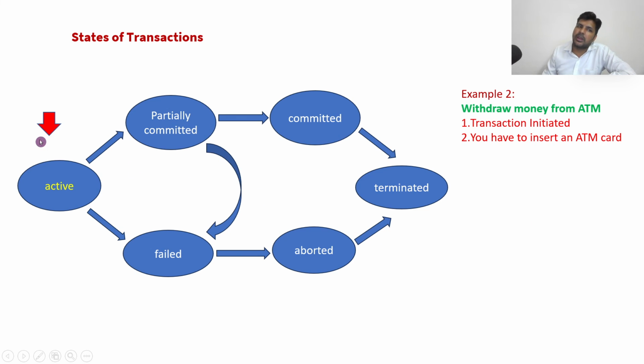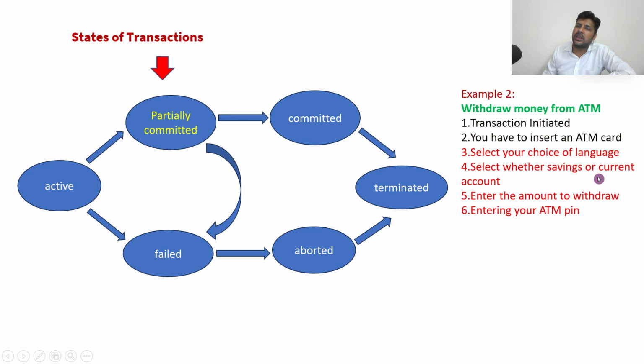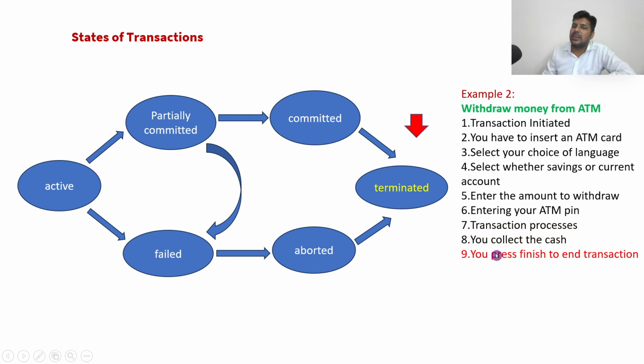Same example again, I have inserted a card, selected language, entered pin, entered amount. Now I have balance for this step. So what happens, it has been done successfully, and I have collected the cash. Once the cash is collected, it will get committed. That means the changes are made. For example, I have withdrawn 5,000 from my account, and my account balance is 10,000. So it will do 10,000 minus 5,000, and update it as 5,000. So you have finished the end of the transaction, so terminated, right? So these are the states of transaction, right?